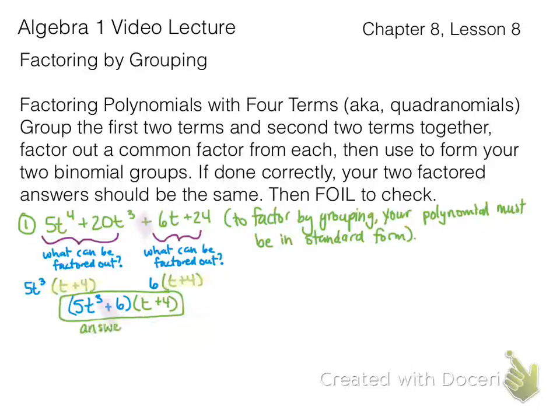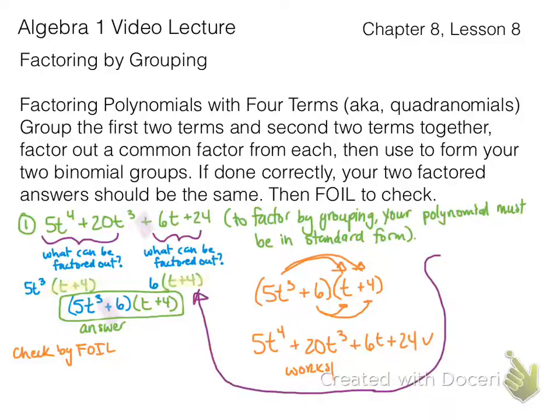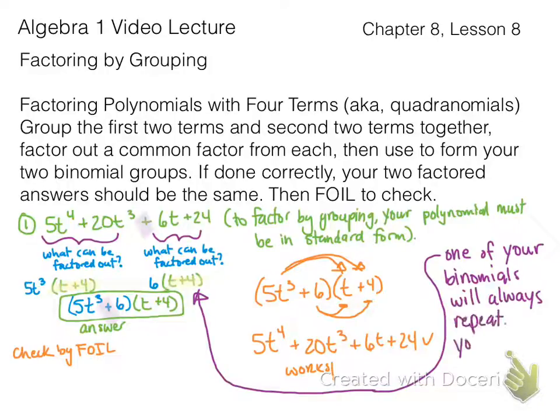Now if you FOIL, you're going to check and see that you've got your answer correct. So I'm going to now go ahead and FOIL. There you go. 5t to the fourth plus 20t to the third plus 6t plus 24. It works. So again, when you've got that duplicate binomial, in this case t plus 4 and t plus 4, that's when you know you've actually done your factor by grouping correctly, because you're going to end up with the same binomial twice. So one of your binomials will always repeat. You only need one for your answer.